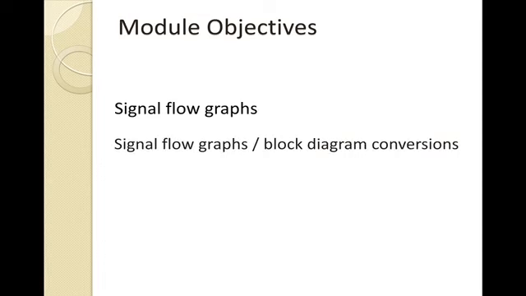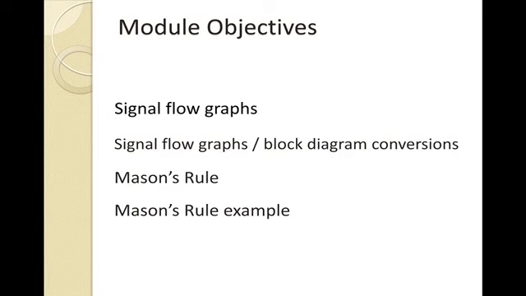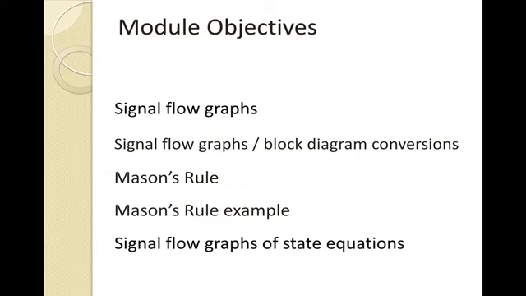The objectives of this module are to describe signal flow graphs, then look at a conversion between these signal flow graphs and block diagrams, discuss Mason's rule, provide an example of Mason's rule, and then finally end up with generating signal flow graphs using state equations.